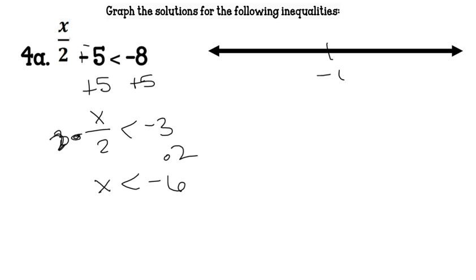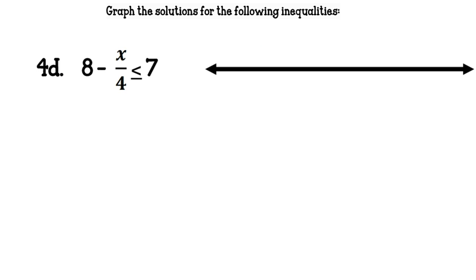I come over here, I have negative 6, negative 7, and negative 5. And then I have an open circle at negative 6 shaded to the left. So my answer is any number that's less than negative 6.